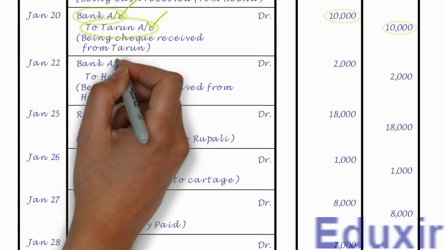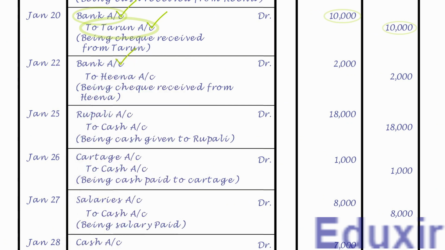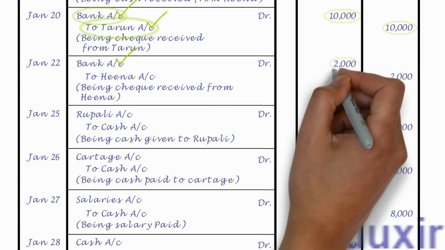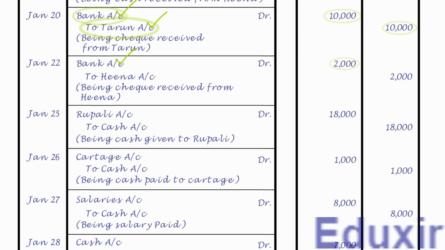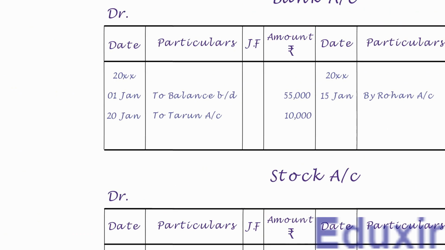As the name suggests, it needs to be posted on the debit side of bank account and the debit amount is 2000 rupees. Note that the details that need to be posted in the particulars column is Hina account. We already have bank account. Let us now post this entry into that account. Let us first write the date.